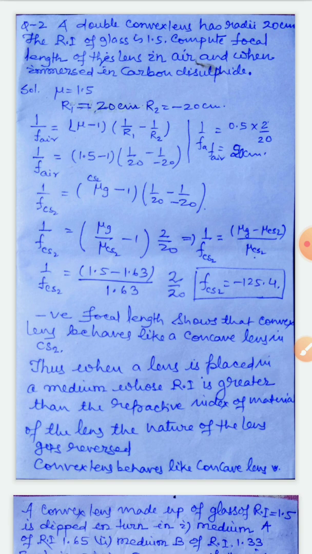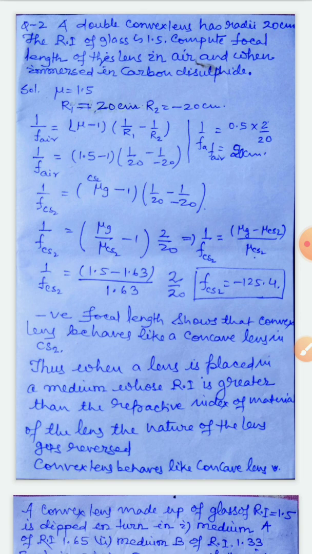Now when the lens is placed in carbon disulfide, we have to substitute mu, the refractive index of glass with respect to carbon disulfide, which is equal to the ratio of the absolute refractive index of glass to that of carbon disulfide. Now substitute the values, you will get the focal length of the convex lens in carbon disulfide as minus 125.4. Now the focal length is negative. Negative focal length means the lens is diverging. The lens is behaving like a diverging lens.